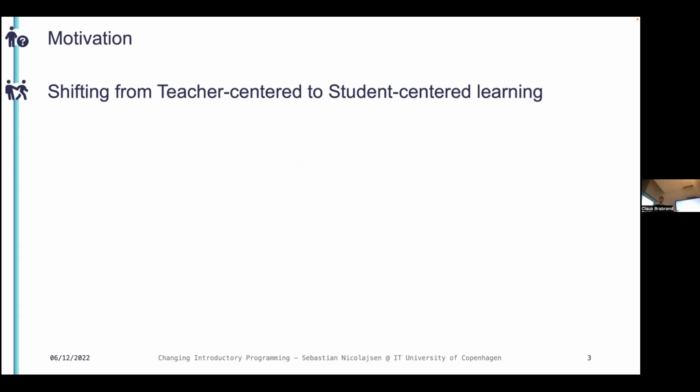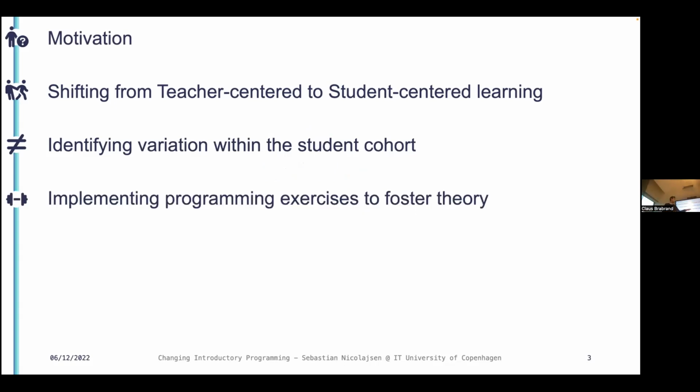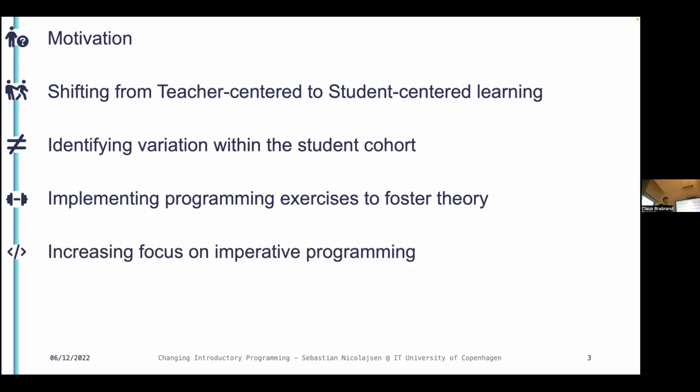I want to motivate why we did this. We made a lot of changes, one of them being shifting from teacher-centered teaching to student-centered learning. We tried to identify variation within our student cohort in terms of experience, implement programming exercises in a different way than we used to, talk more about that, and also increase the focus on imperative programming coming from an object-oriented perspective.